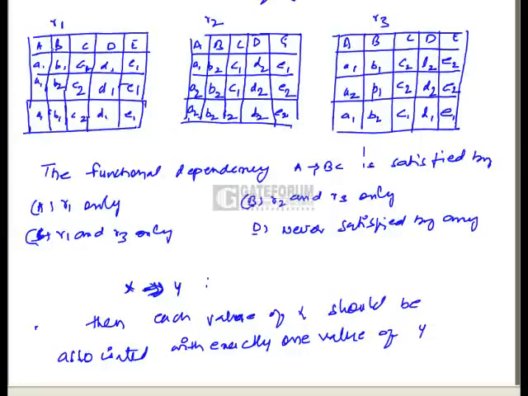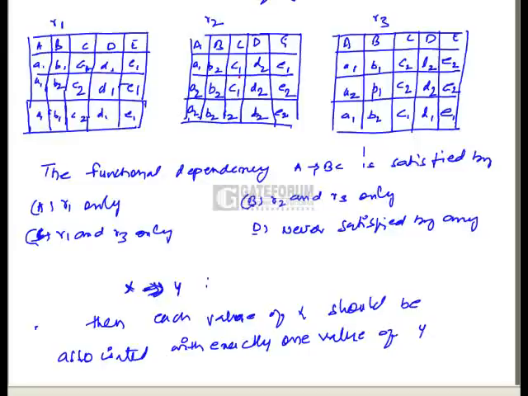If we see the first relation R1, and if we see the first row, A1 is associated with B1 and C1. So, whenever A1 comes, the corresponding B and C should be B1 and C1. Then only the functional dependency A gives BC is satisfied. Otherwise, it is not satisfied. If we observe the second row, A1 is associated with B2 and C2. So, R1 will not satisfy the functional dependency A gives BC.